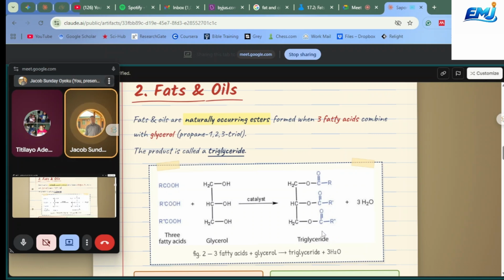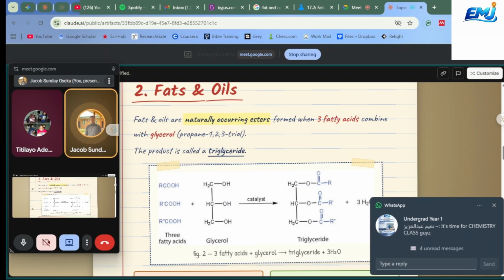This kind of ester is called triglyceride. But what you need to know there is that in fat and oil, it is three carboxylic acids together that are reacting with three alcohol groups together. So these are joined together, these alcohols also are joined together, and they react with each other. That reaction will give you a structure.